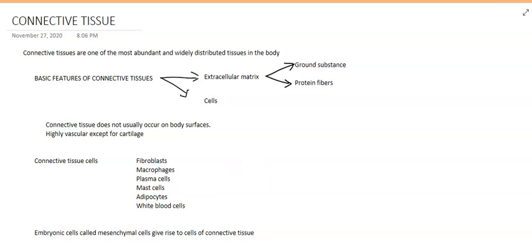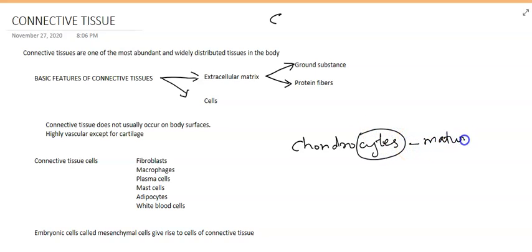I will talk about this with the example of cartilage and bone. That will be easy for you. Cartilage cells are called chondrocytes. So these are the cells which are found in the cartilage. The suffix "cyte" means they are mature cells. They cannot divide further. They are incapable of division.